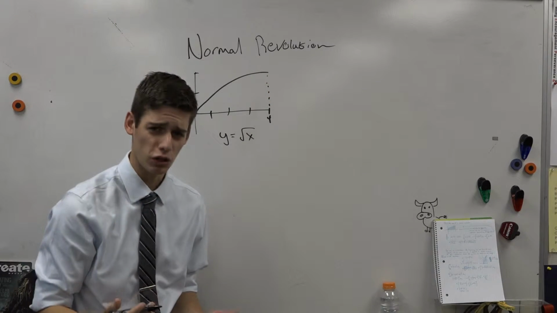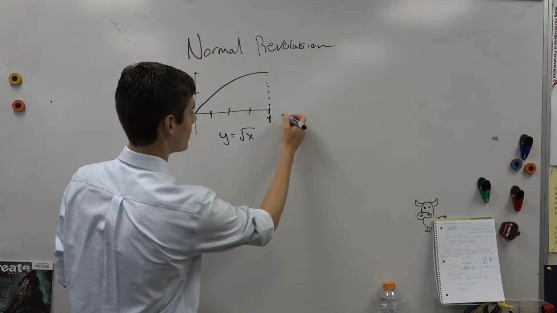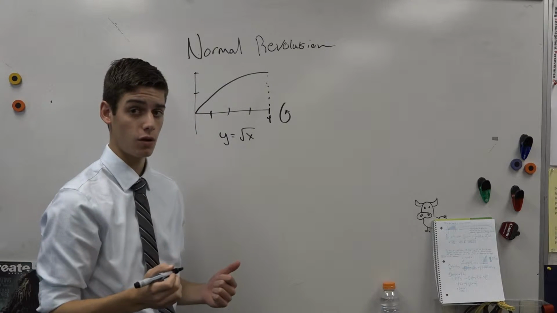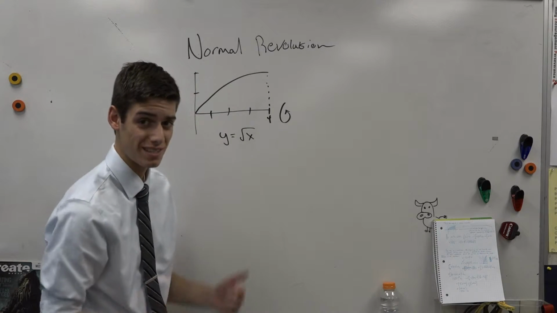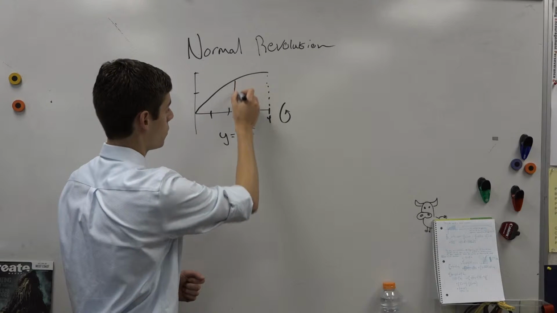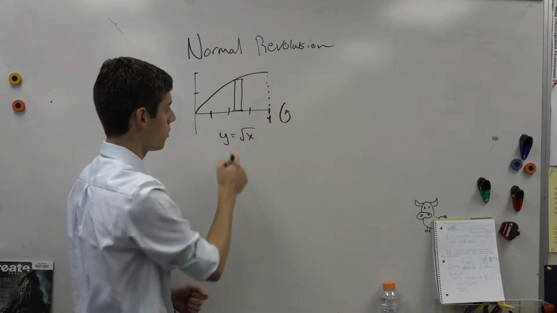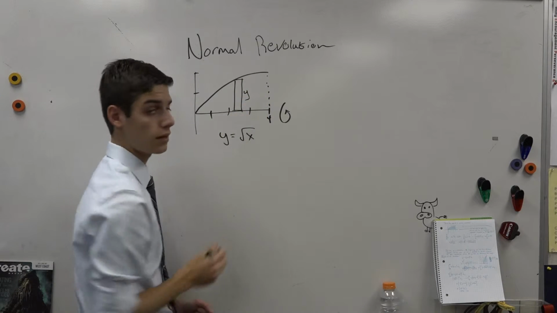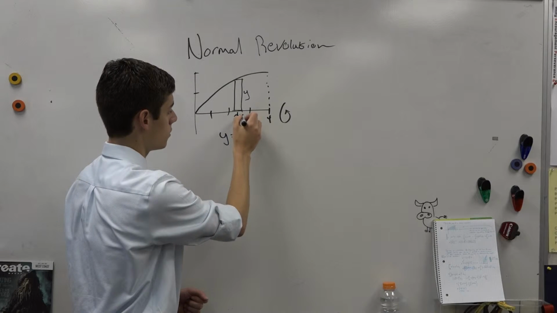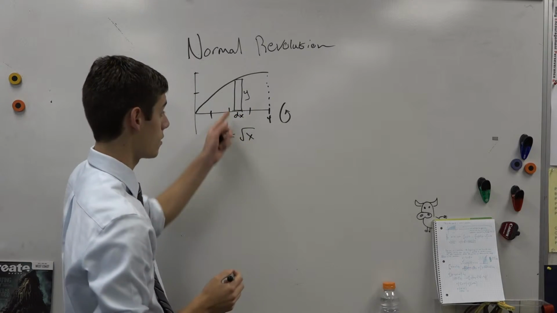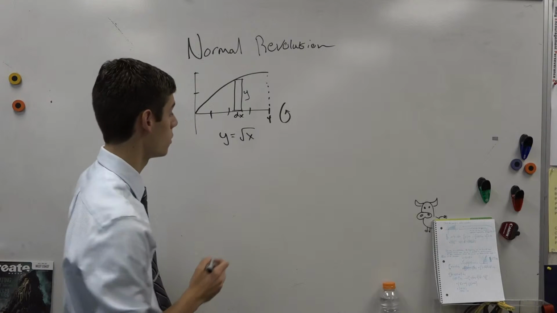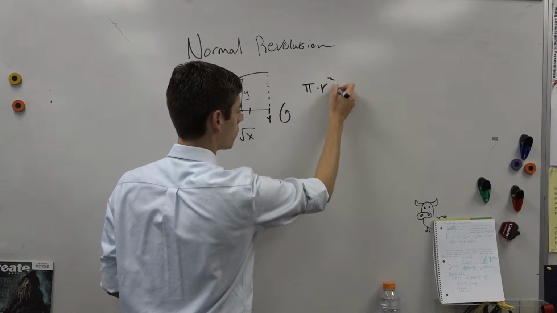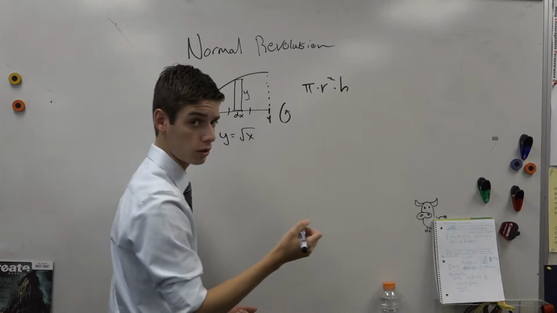Now, to find the volume of this revolution, we're going to rotate the equation around the x-axis. In order to do this, we're going to cut it up into cylinders. So we're going to find what the radius will be, which will be y, and what the height will be, which will be dx, which is the change in x. Now, since this will be rotating, it will become a cylinder. So we're going to use the cylinder equation, pi times r squared times height equals the volume.